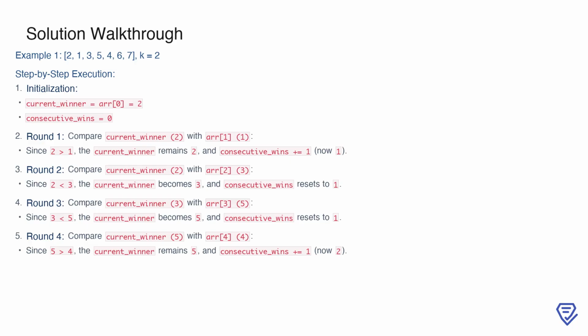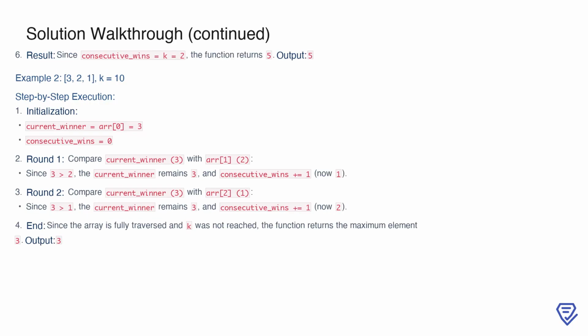Moving to round 3, we compare the new current_winner, 3, with the next element, 5. Again, 3 is less than 5, so 5 becomes the new current_winner and consecutive_wins is reset to 1. Finally, in round 4, we compare the current_winner, 5, with the next element, 4. Since 5 is greater than 4, 5 remains the current_winner, and we increment consecutive_wins to 2. Now, in the same example, we see that consecutive_wins has reached k, which is 2. As a result, the function returns 5 as the output.